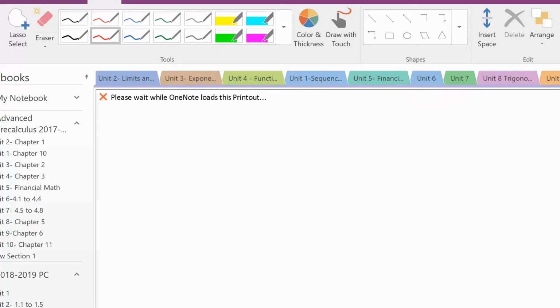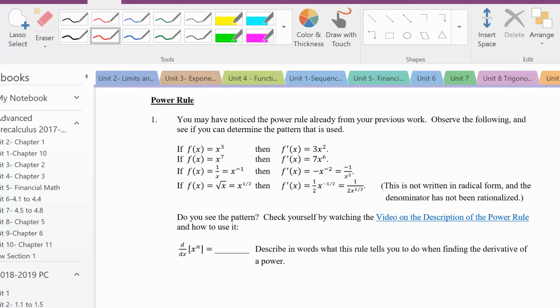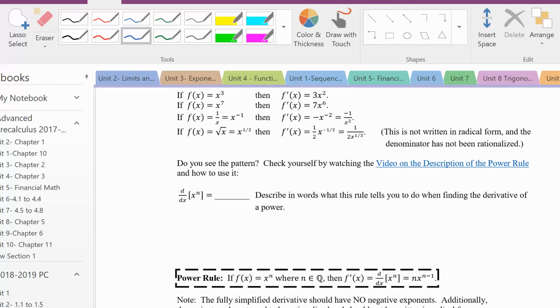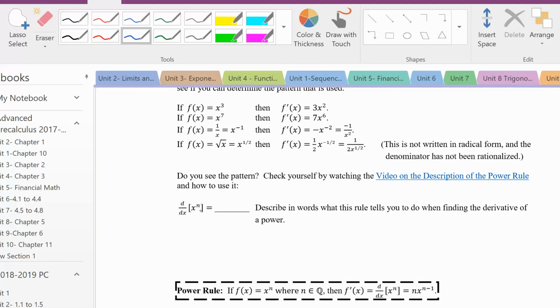All right, so the next rule is the power rule. You maybe already noticed it from previous work, but if you took the derivative of f of x equals x to the third, you would get 3x squared. Or if you found the derivative of x to the seventh, you got 7x to the sixth, and so on. So there is a pattern: if you take the derivative of x to the nth, it is n times x to the n minus 1.